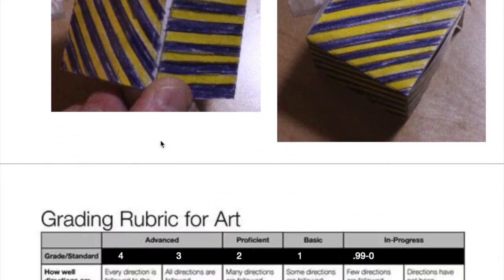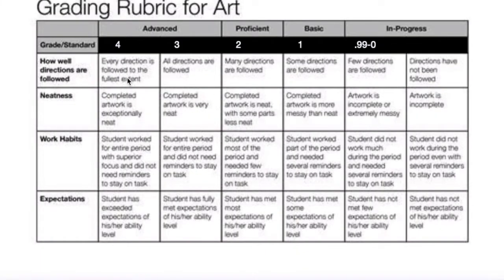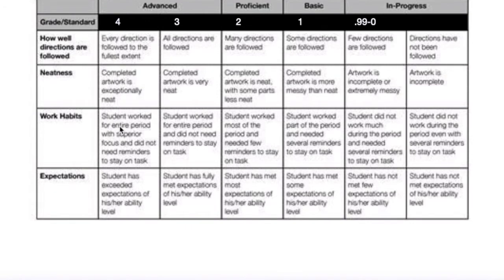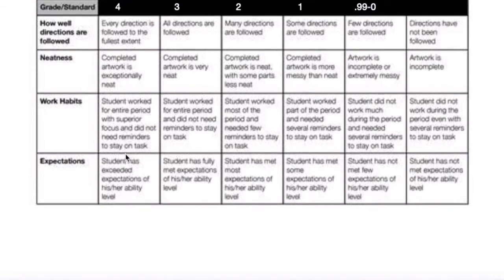So, rating rubric for art. Please follow every direction to the fullest extent. That's a 4. Neatness: completed work is exceptionally neat. That's a 4. Work habits: students work for the entire period, superior focus, and did not need reminders to stay on task. That's a 4. And expectations: students exceeded expectations of his or her ability level.